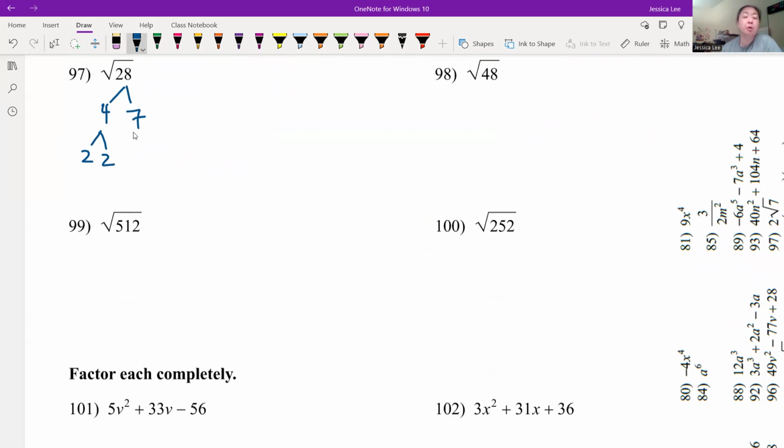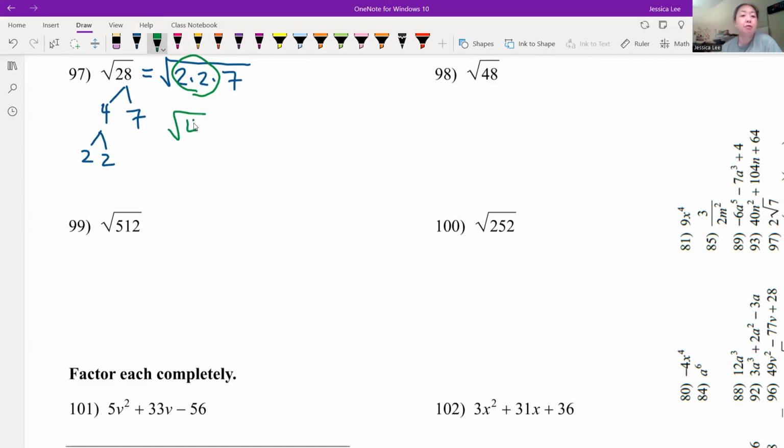Same thing with 7. The only way to get a 7 is 1 times 7, right? So I'm all down to prime numbers. So I'm going to rewrite the 28 to look like 2 times 2 times 7. I always put my double repeated numbers in front. This makes it easier for me later on. So I do have my pairs.